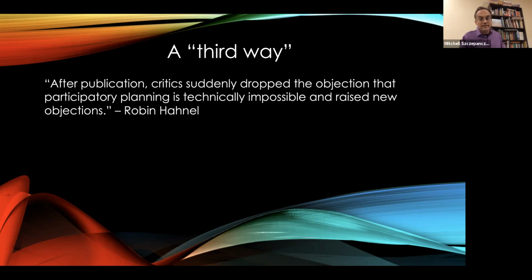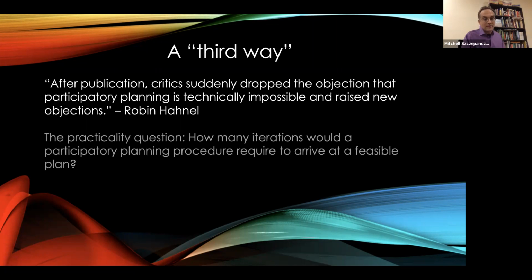Robin Hahnel, in a book of his from 2005, summarized the situation after publishing this as follows. After publication, that is publication of the original model of a participatory economy, critics suddenly dropped the objection that participatory planning is technically impossible and instead raised new objections. So what are those new objections? Among them is what they call the practicality question. That is, how long is this going to take? That is, how many iterations would a participatory planning procedure require to arrive at a feasible plan?